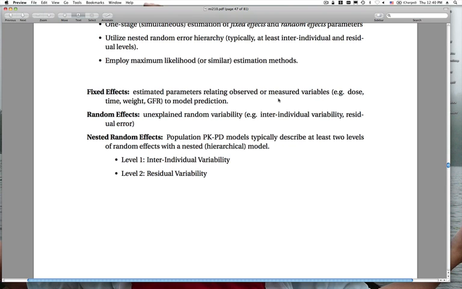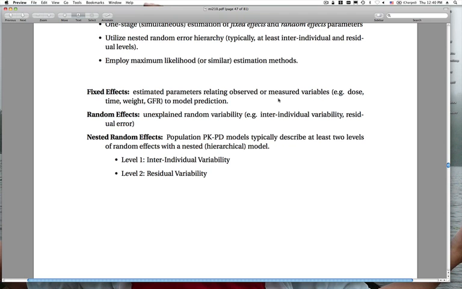Random effects are those parameters that are estimated to quantify unexplained random variability. It could be quantification of how much an individual differs from the population mean, the inter-individual error. Or it could be an estimate of the error between the model prediction and some observed value, quantifying maybe the measurement noise, the process noise, so-called residual error.